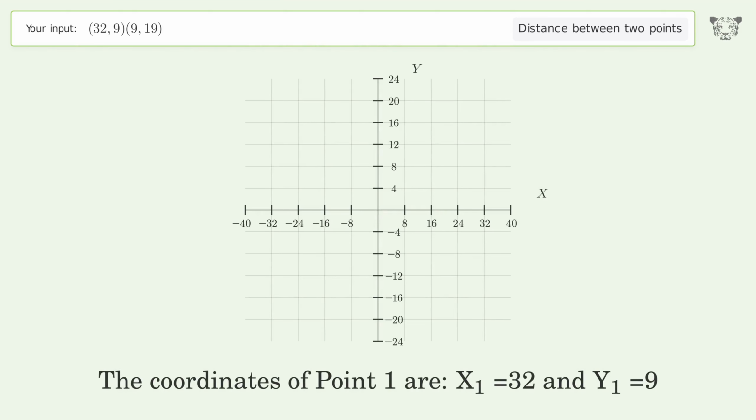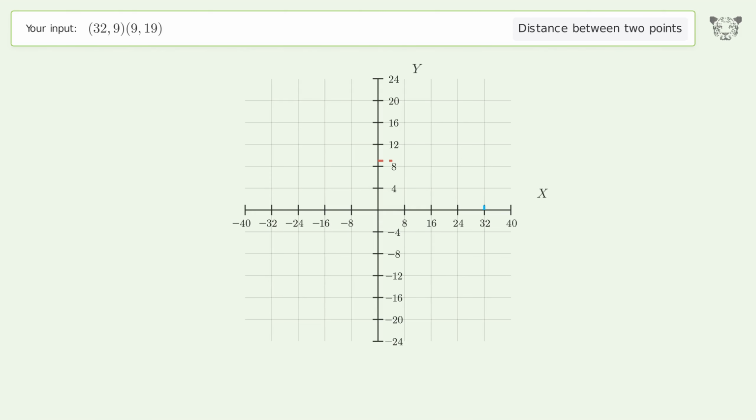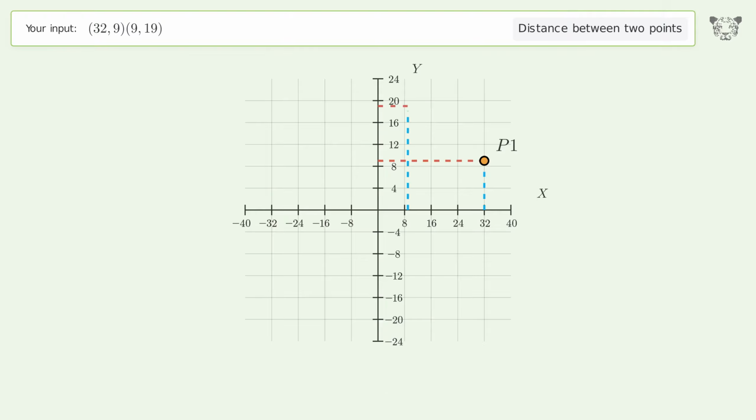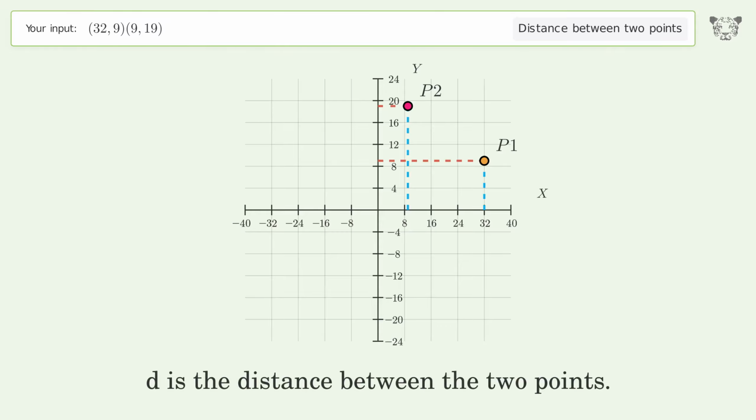The coordinates of point 1 are x1 equals 32 and y1 equals 9. The coordinates of point 2 are x2 equals 9 and y2 equals 19. D is the distance between the 2 points.